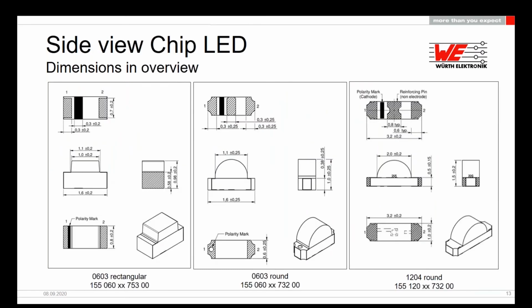We offer the side view LED in 3 different chiplet packaging. First, the 0603 with rectangular lens, 0603 with the round lens, and the 1204 with round lens. You can find the order code here for your reference.